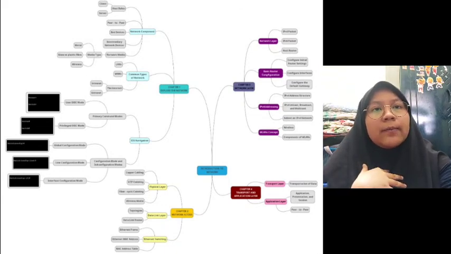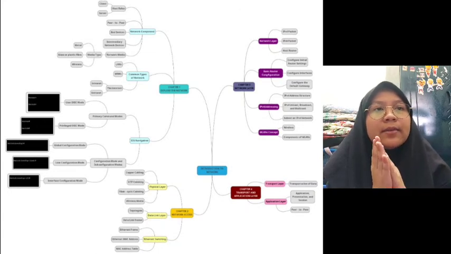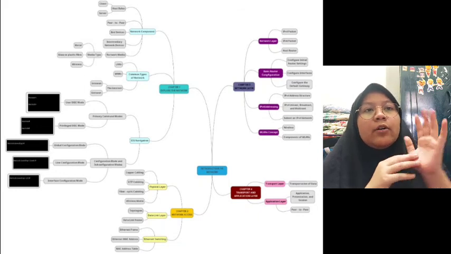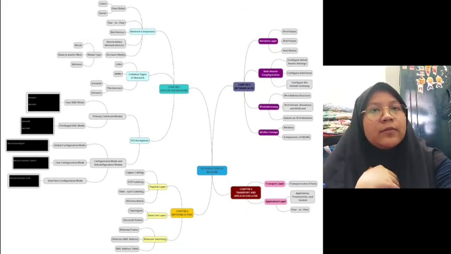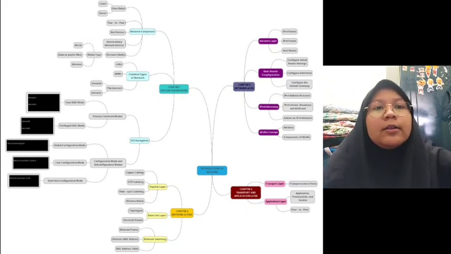So right now, what is subnet use? IPv4 is most easily subnetted on the octet boundaries of 8, 16, and 24. So that's it about IPv4. Right now, moving on to the WLAN concepts.